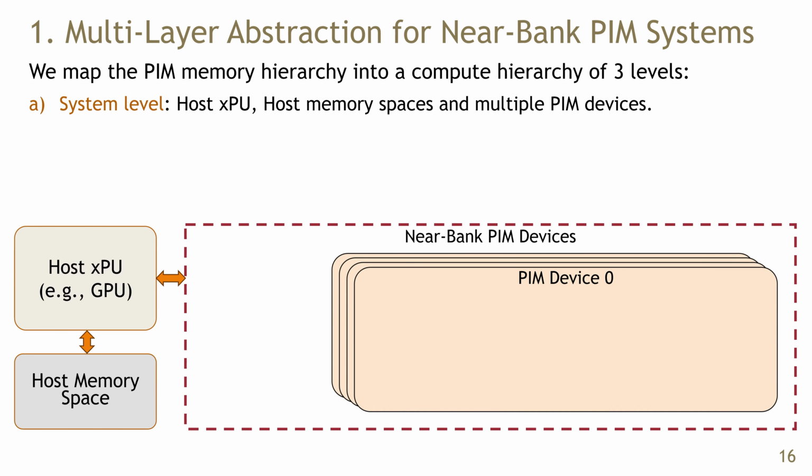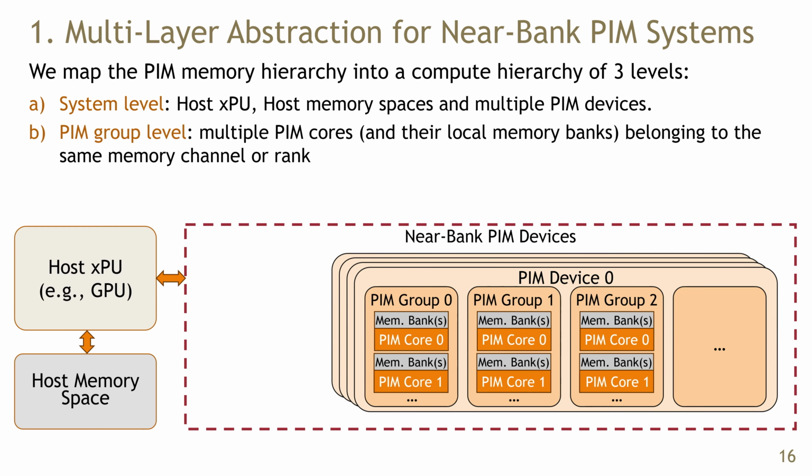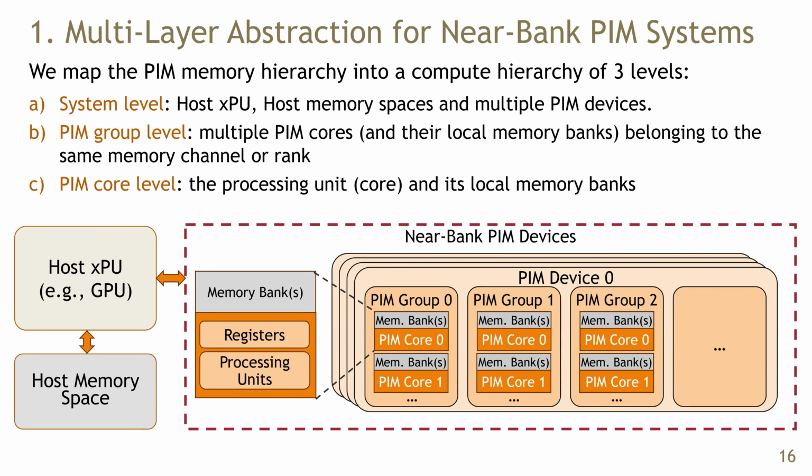We map Peim memory hierarchy into a compute hierarchy over 3 levels. First, the system level covers the host XPU, host memory space, and the multiple Peim devices. Second, the Peim group level includes multiple Peim groups or many Peim cores in the same memory channel or rack. Third, the Peim core level focuses on individual processing units paired with their own local memory banks.